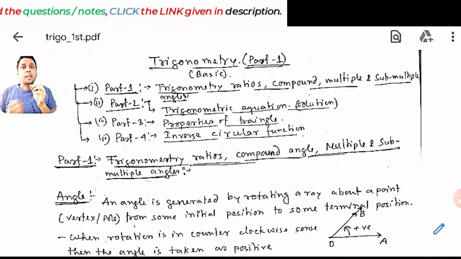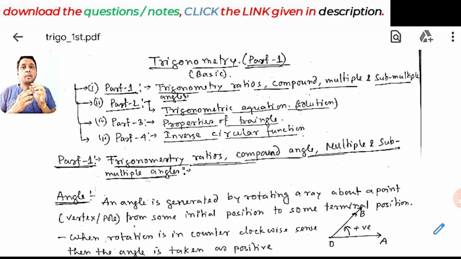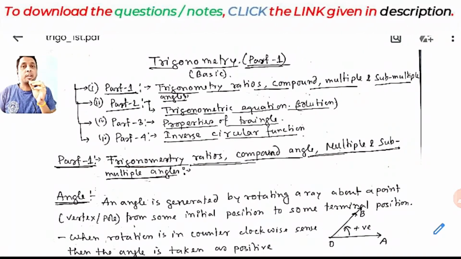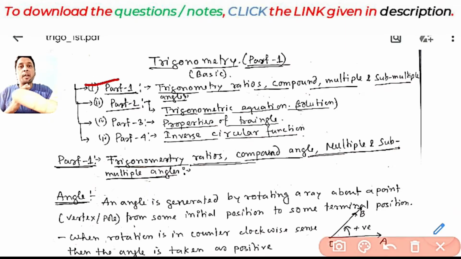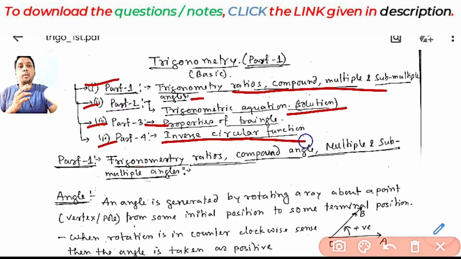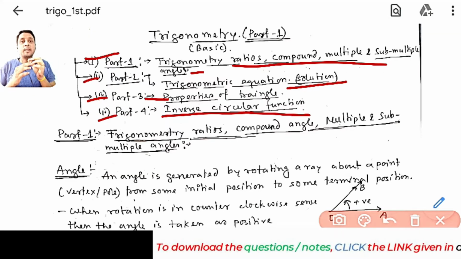Okay students, welcome you all to this new topic that we will be starting here, that is trigonometry, which we will solve in 3 or 4 parts. In the first part we will be talking about ratios, compound, multiple and submultiple. Second, we will talk about trigonometry ratio. Third will be properties of triangle. Fourth one we will do a little later, after we complete the function, then we will come to inverse again.